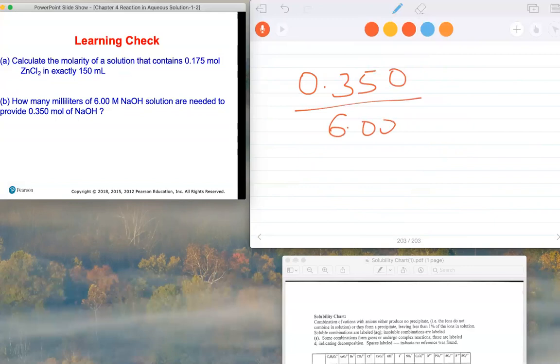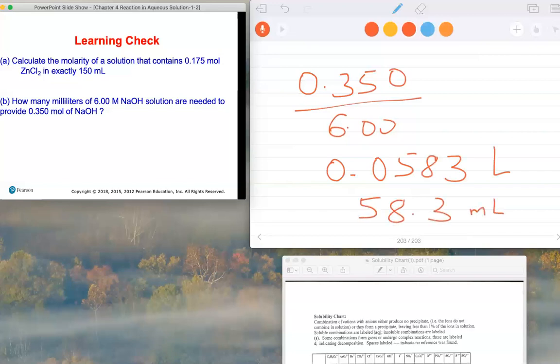So 0.350 divided by 6. This will give me 0.0583, and this is liters. So if I multiply by 1,000, this is 58.3 ml. Remember, 1 liter equals 1,000 what? 1,000 ml. You're expected to know that. That's what you need to use in B. Sorry about that. I thought it was dilution, but it's not going to work. It was just a molarity equation.